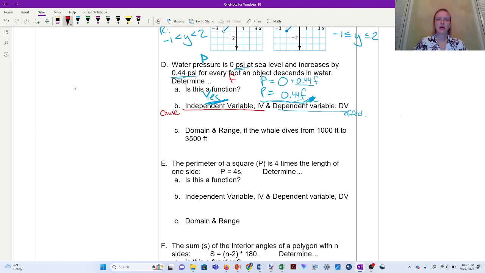And I remember this because I'm an independent woman and I can choose what I want to choose, and I choose the independent variable. The dependent variable, on the other hand, depends on the independent variable. It's dependent on something else. I don't get to choose it. It depends on the other variable.